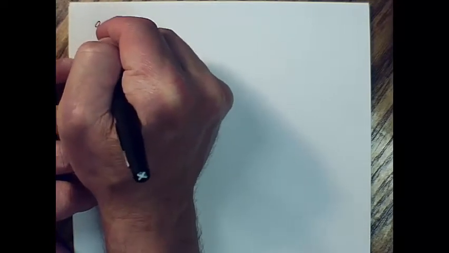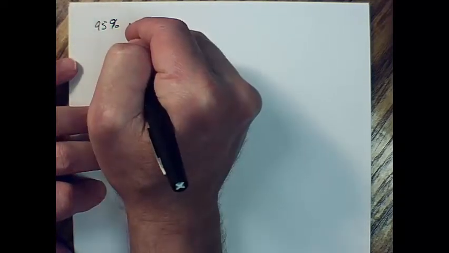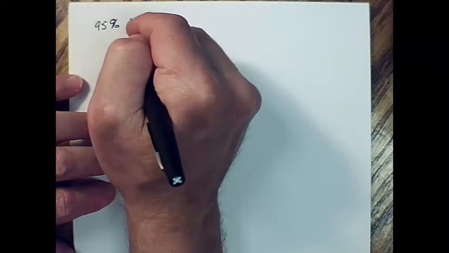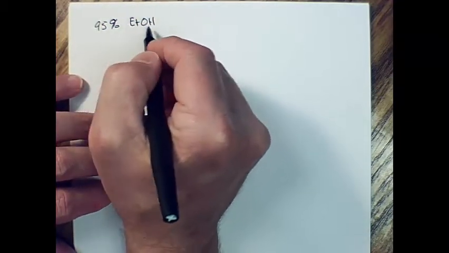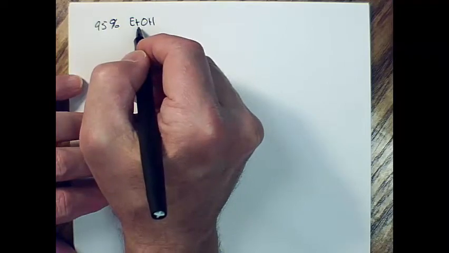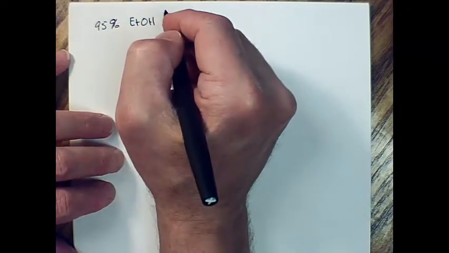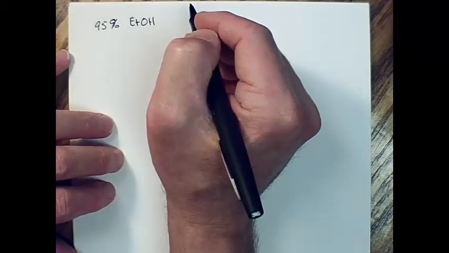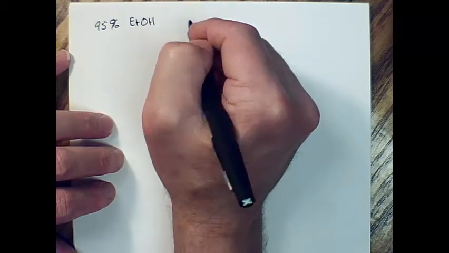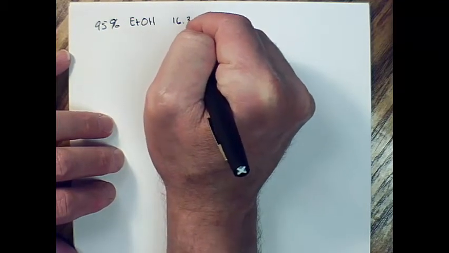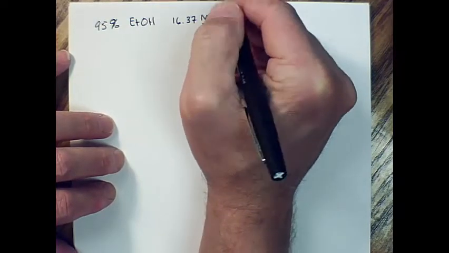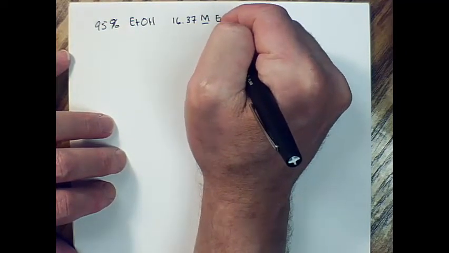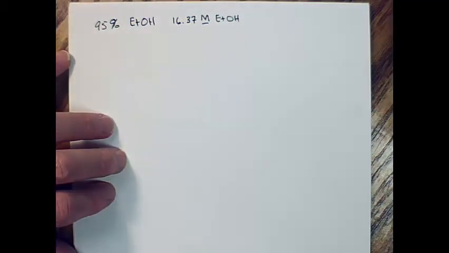So the one thing you need to know is in 95% ethanol, in chemistry labs we often shorthand ethanol as EtOH, capital E, small t, capital O, capital H. In 95% ethanol, if we were to calculate the molar concentration, we get a 16.37 molar ethanol solution. Okay.